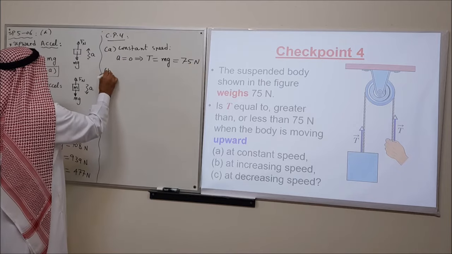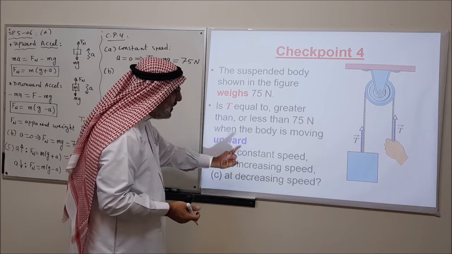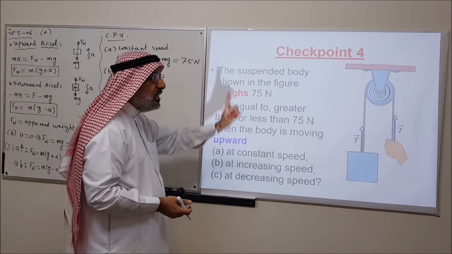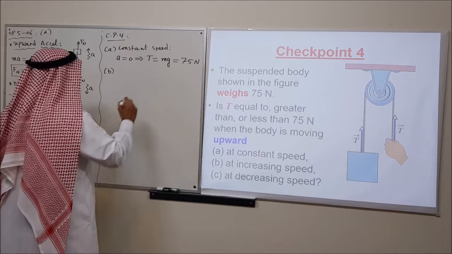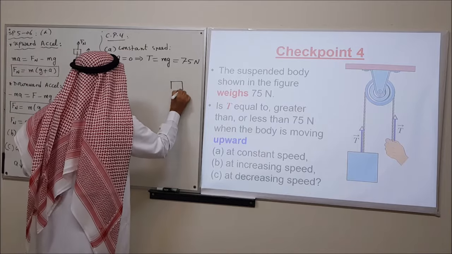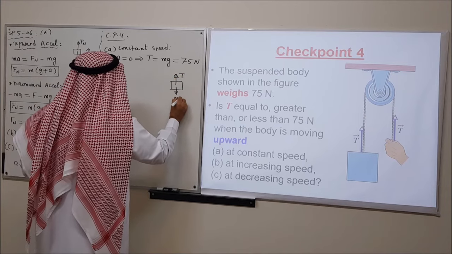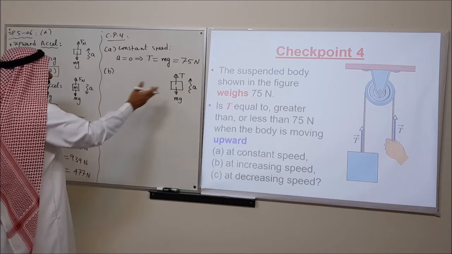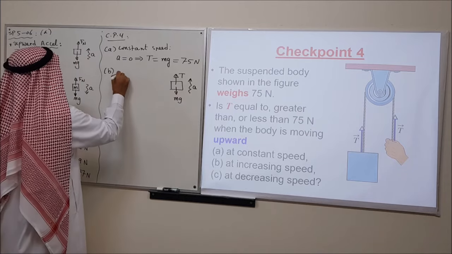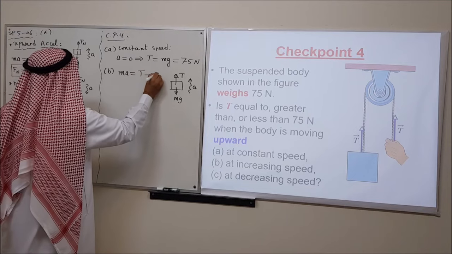Let's look at B. In B, the object is moving upward with increasing speed. Upward with increasing speed means the acceleration is upward. So let's draw the situation. Here is the situation. There is the tension. There is mg, and the acceleration is upward. Write Newton's second law for this one. ma is equal to T minus mg.